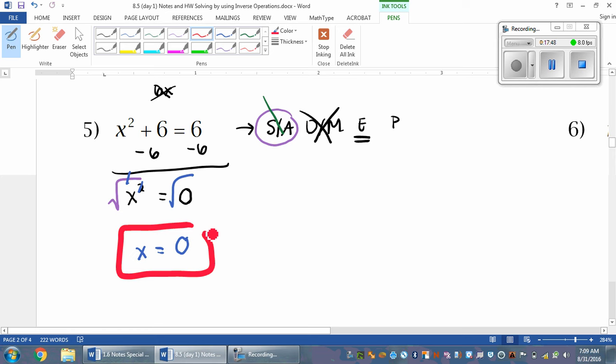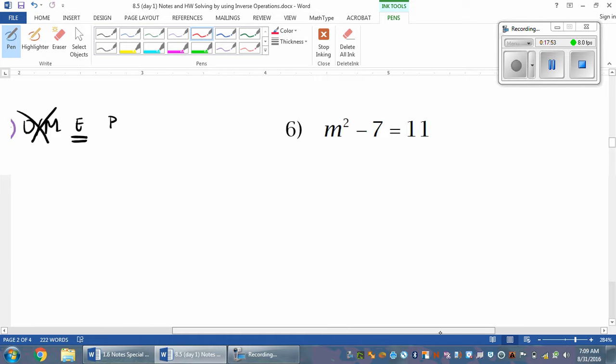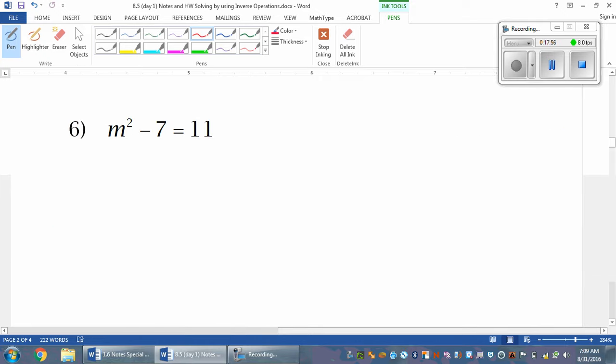Okay? Let's go ahead and look at number 6. Again, you have to figure out what solving method you're going to use. Either factoring, like example 1 and 2, or SAT-math. And the answer is, does it have a linear term? You need to answer that question. Well, I see a quadratic term. Negative 7 is a constant because there's no variable attached to it, and 11 is a constant. So I have a quadratic and a constants, which means since there's no linear term, you're going to do SAT-math. S, A, B, M, E.